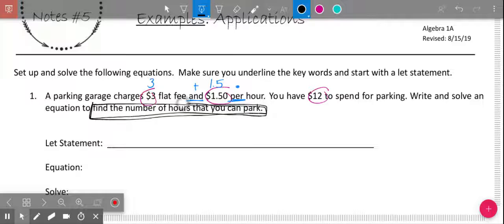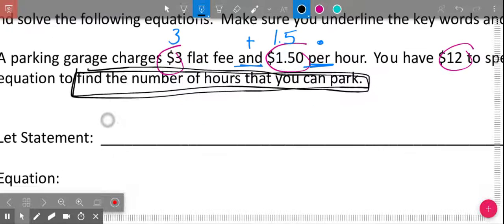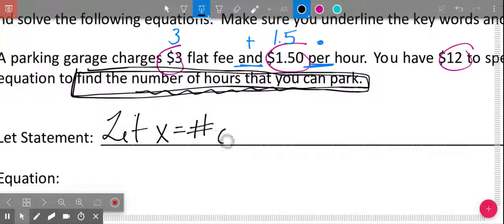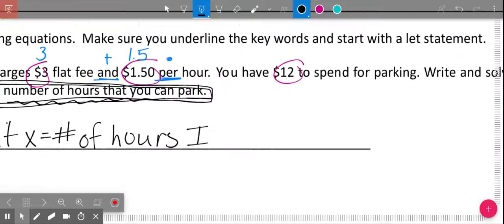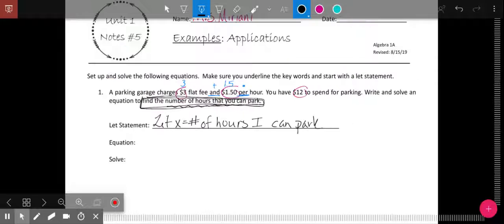Well, at this point, we basically have our problem set up. So with that, we have to box in the question, and then we write our let statement. Remember, the question is the let statement. Remember, x is always what we're trying to find. So we're going to let x equal, well, what was in the box? The number of hours that you can park. So the number of hours I can park. Okay, so we've got that part done.